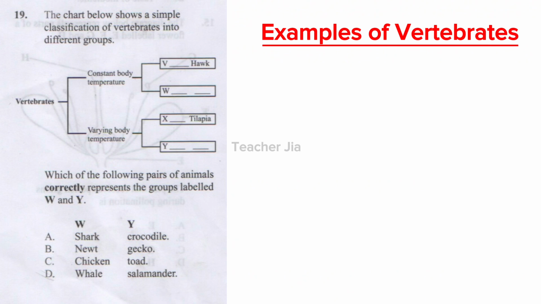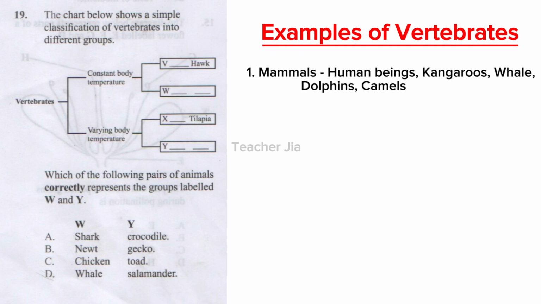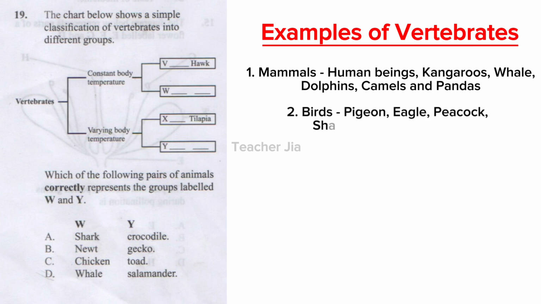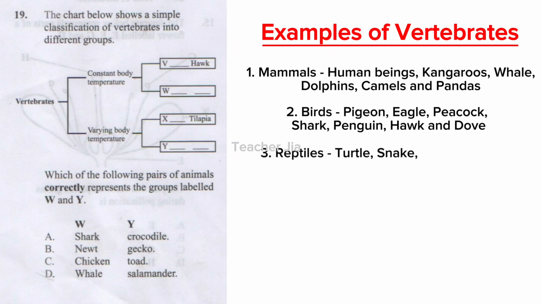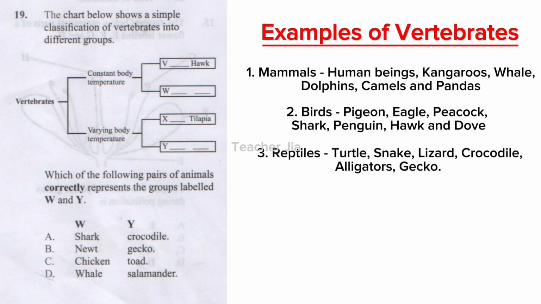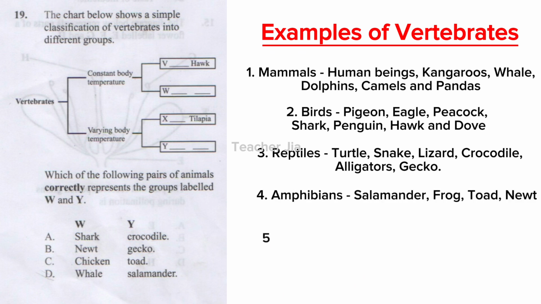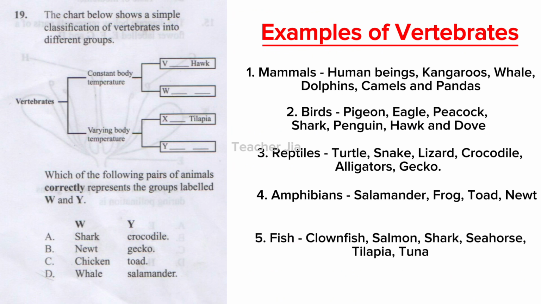Examples of vertebrates, we start with mammals. Examples are human beings, kangaroos, whale, dolphins, camels, and pandas. Next is birds. Examples of birds are pigeon, eagle, peacock, shark, penguin, and dove. Next is reptiles, which are turtle, snake, lizard, crocodile, alligators, gecko. Examples of amphibians are salamander, frog, toad, newt. And lastly, fish. We have clownfish, salmon, shark, seahorse, tilapia, and tuna.